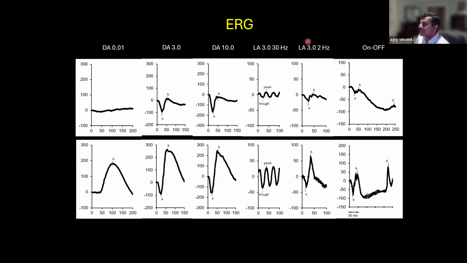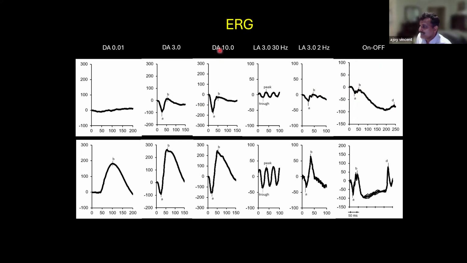When you look at the light adapted 3.0, here you see that the A wave is of normal amplitude, which means that the cone photoreceptors are fairly okay, whereas the B wave here is reduced, which means that here both cone on and off bipolar cells are equally affected. And if you look at the on-off ERGs, here you can see that the A wave from the cone photoreceptors is preserved. Both the B wave and the D waves are reduced, which means that this affects the rod on bipolar system as well as the cone on and off bipolar cell system.